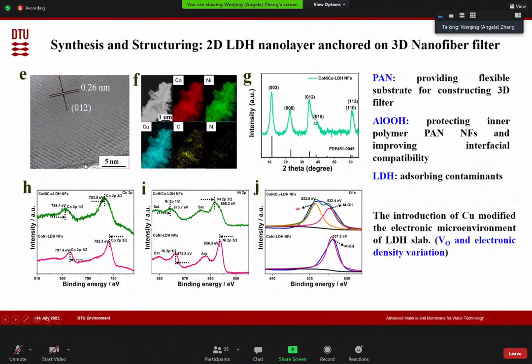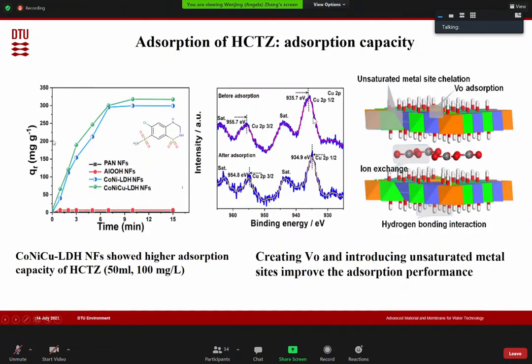Here I won't go into too much detail, but just to show that we have XRD and TEM to show the crystalline structure of this 2D LDH. We can also see the homogeneous distribution of cobalt, nickel, and copper throughout the surface of the nanofibers by XPS, and we can see the influence of the copper, which modifies the electronic microenvironment of the LDH to introduce oxygen vacancies. And then we put it to work.